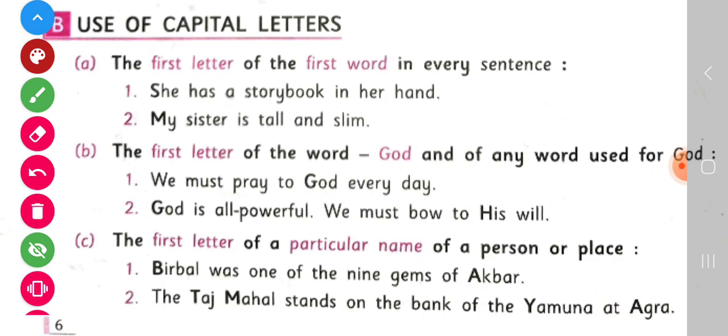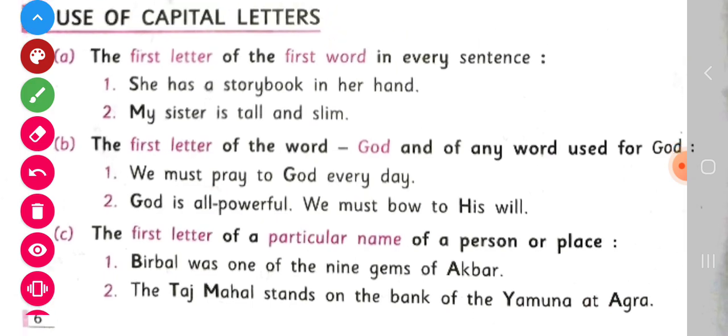In a particular name there may be any person, any place, any book name, any mountain name, any river name, any city name. If there is any place, any city, any person, any book, any mountain, then the first letter of that particular name is always capital. Now let's know about the next rule.